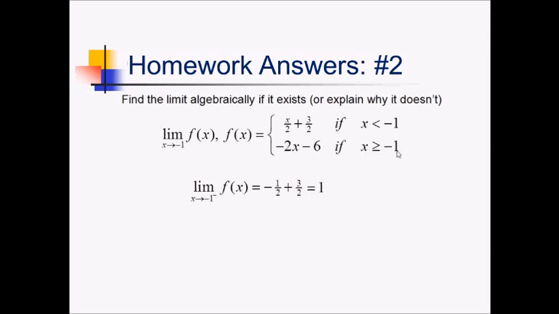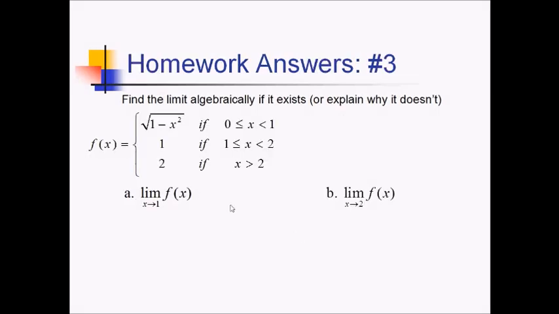Next, we have to plug -1 into the second rule to get the right side limit. So that's -2 times -1 minus 6. That's 2 minus 6, which is -4. 1 and -4 do not match. Since the left and the right side limits do not match up, the two-sided limit does not exist.